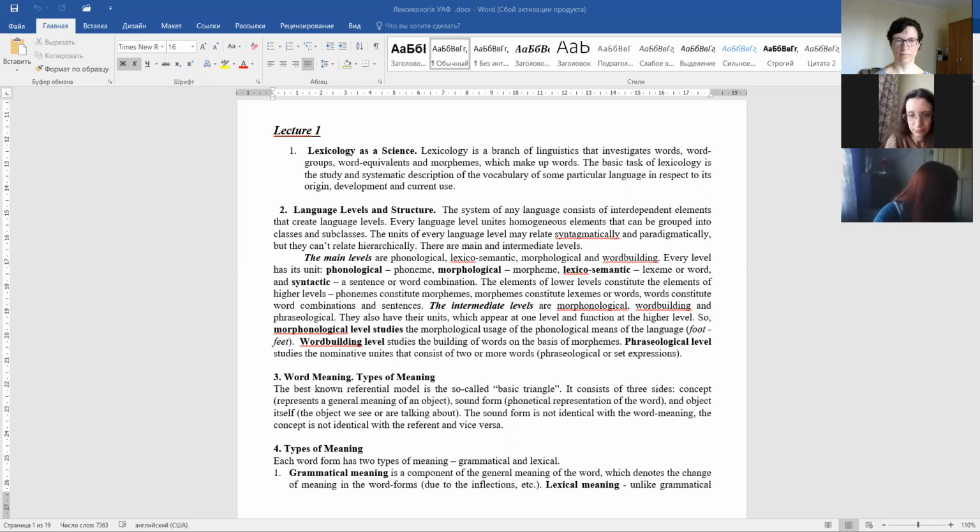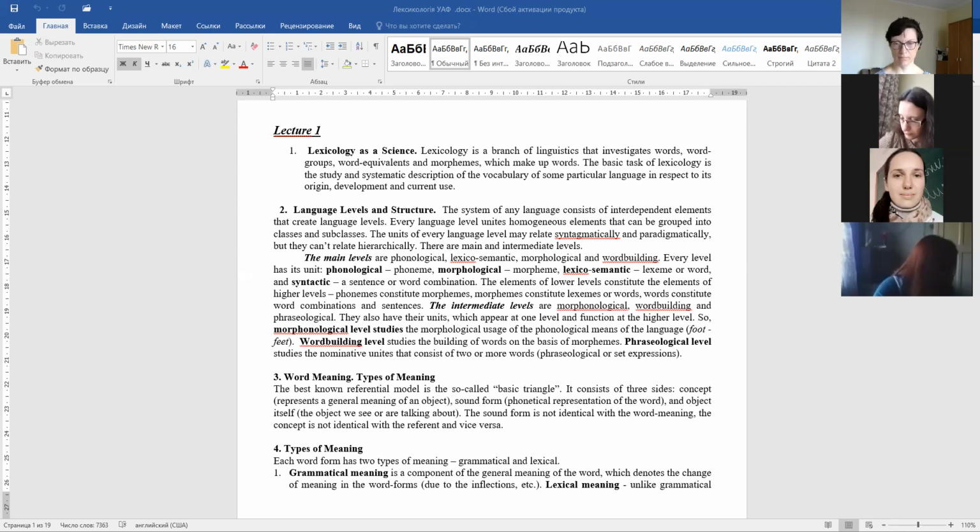Every level has its unit: phonological, phoneme; morphological, morpheme; lexicosemantic, lexeme or word; and syntactic, sentence or word combination. The elements of lower levels constitute the elements of higher levels. So phonemes constitute morphemes, morphemes constitute lexemes or words, words constitute word combinations and sentences. The intermediate levels are morphonological, word-building, and phraseological.